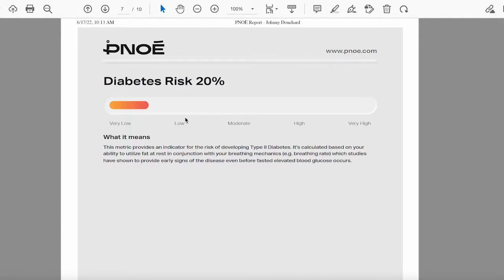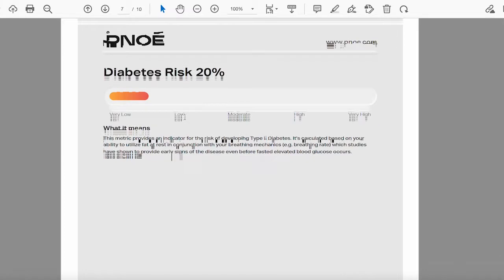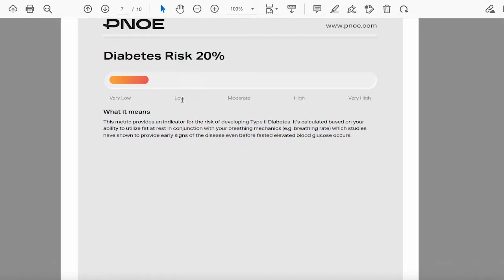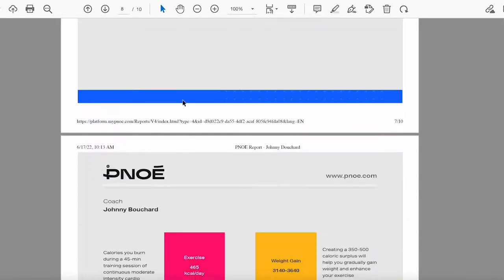I'm very low, which I'm happy about. I obviously like that to be zero, but it's okay. I'll take 20%. So this is type 2 diabetes, not type 1 diabetes. If you don't know the difference, type 1 diabetes is a genetic thing. Somebody gave that to you. Type 2 is a disease you've given yourself by lifestyle choices, and it is reversible. So just a little bit of FYI if you don't know.